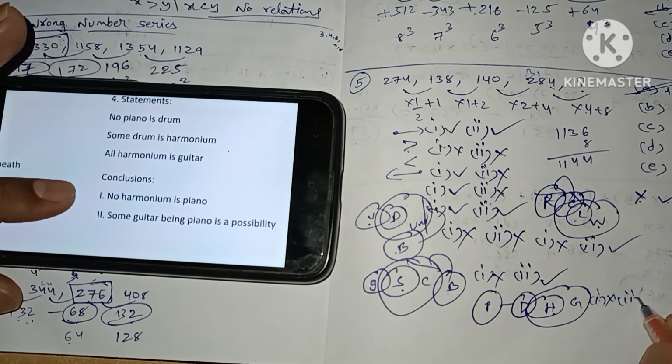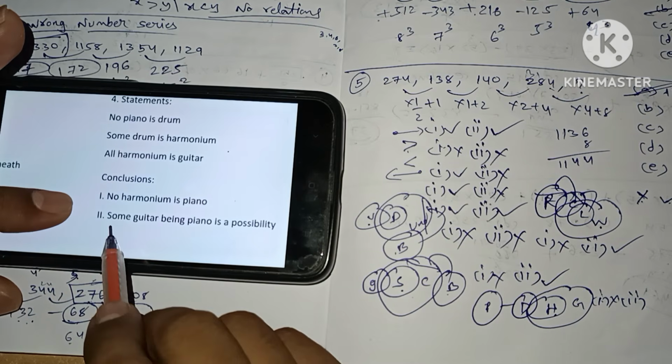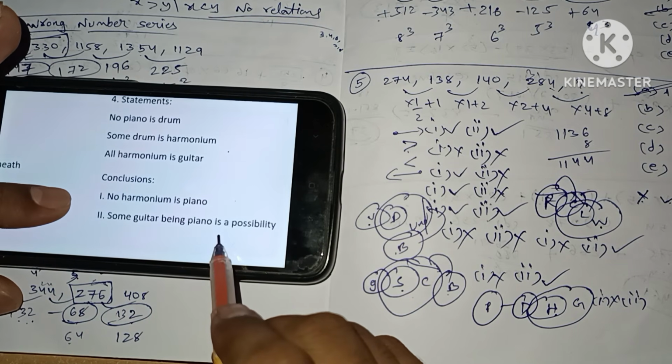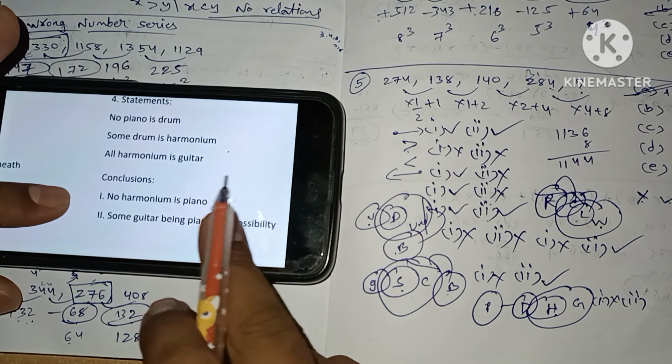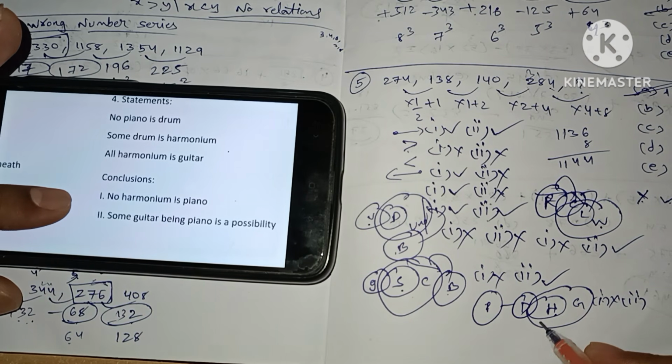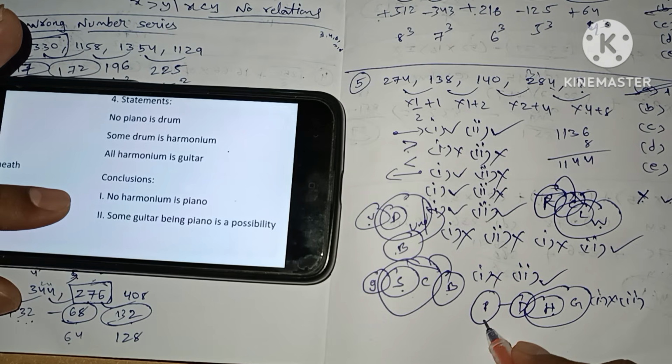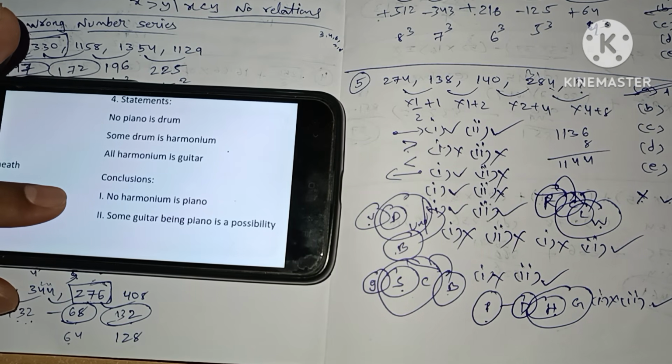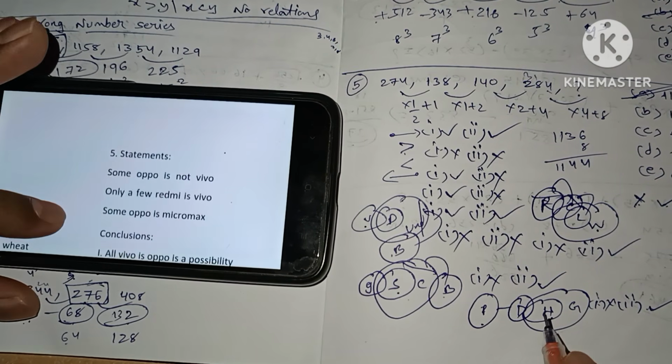Second conclusion. Here some guitar being piano is a possibility. Some guitar is piano, some part of guitar is sharing with piano. Is it possible? Yes, it is possible. So second conclusion will be true. Now we are going to see question number 5.